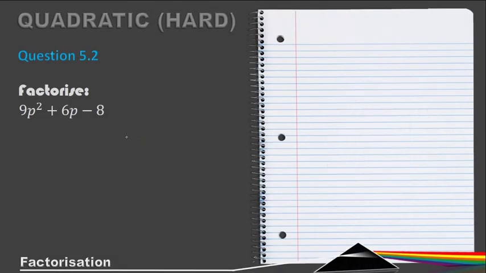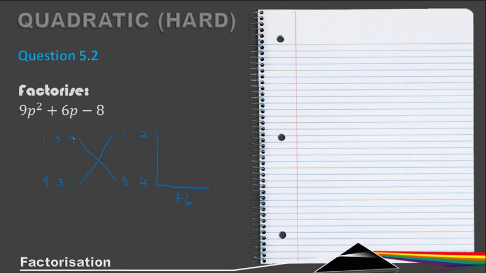Question 5.2, start off with 9p squared plus 6p minus 8, and we draw our cross. Then for 9 times 1, we list the factors of 9: 1 times 9 and 3 times 3. Then we list the factors of 8: 1 times 8 and 2 times 4. One of these sides we need to swap around, so I'm going to swap this side around. You're also going to write 1 times 9, and I don't have to rewrite the 3 times 3, so I want to get plus 6.